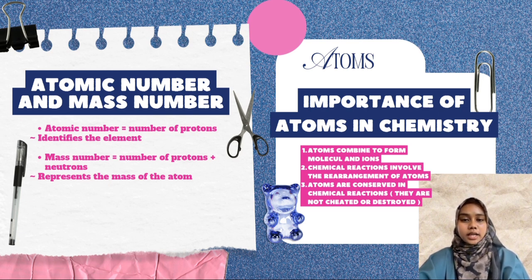And the last one, importance of atoms in chemistry. First, atoms combine to form molecules and ions. Second, chemical reactions involve the rearrangement of atoms. And last one, atoms are conserved in chemical reactions. They are not created or destroyed.